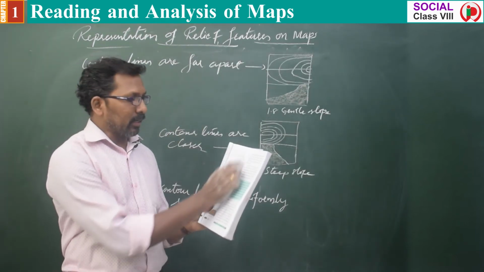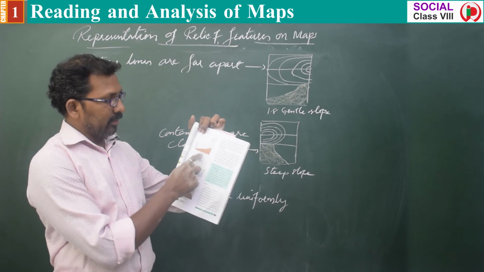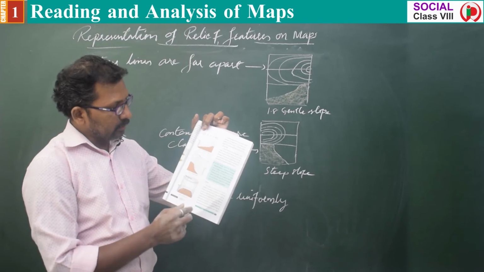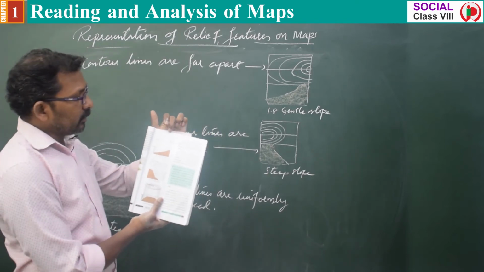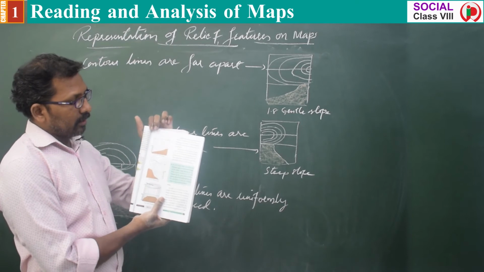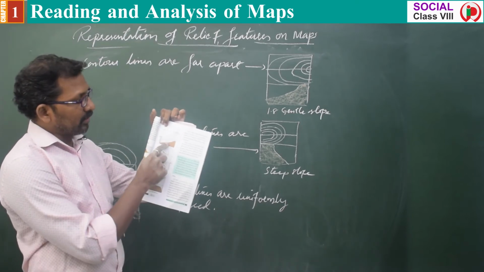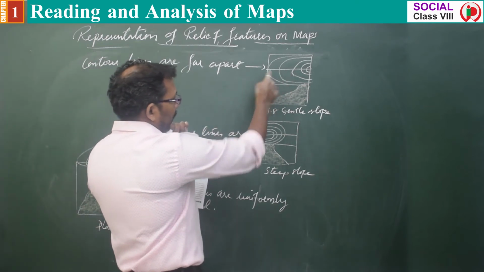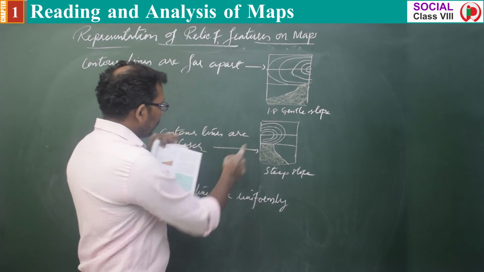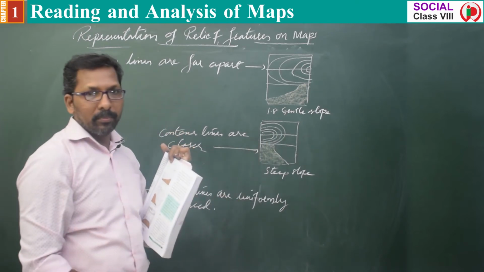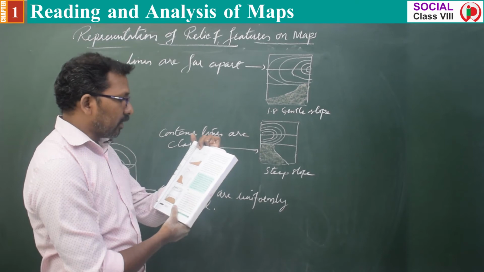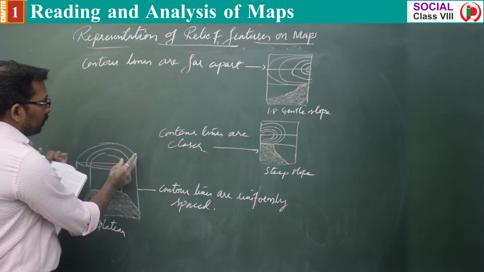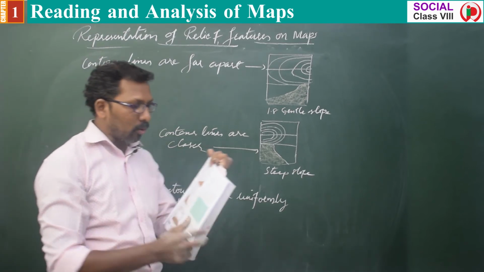Now, if you look at these different pictures, gentle slope, steep slope and plateau, there is quite a difference in each picture. The difference is that in each picture the contour lines are drawn differently. In the first picture, the contour lines are drawn far from each other. In the second one, they are drawn very close to each other. And in the third one, they are drawn uniformly, exactly measured.